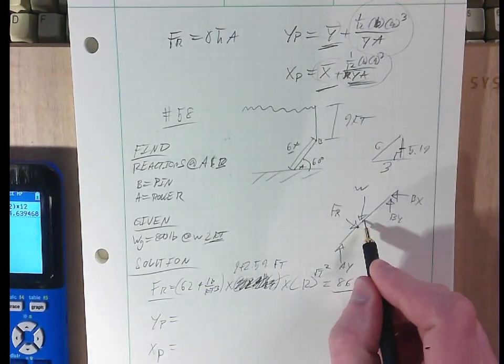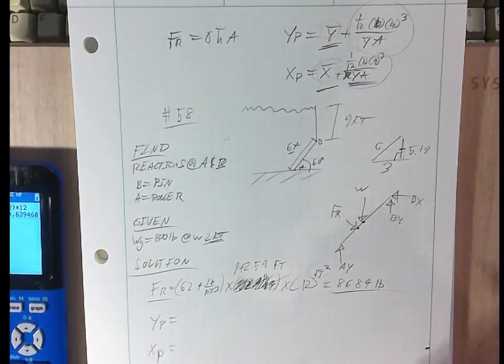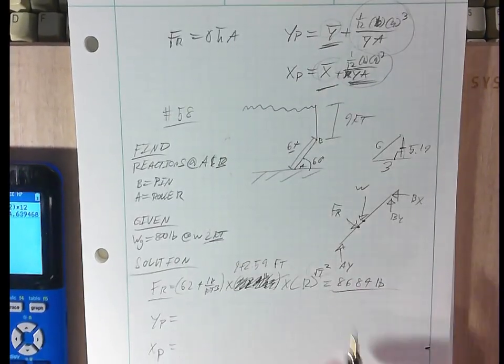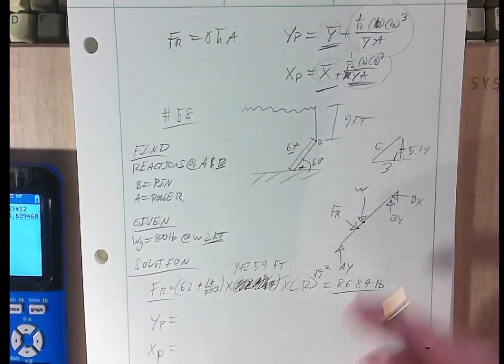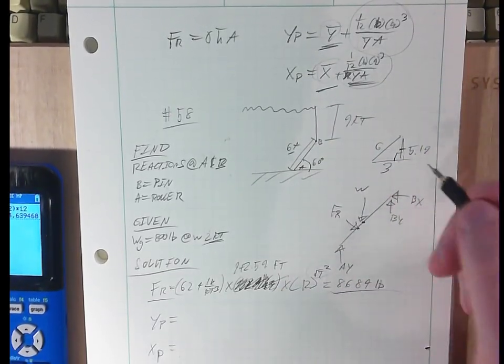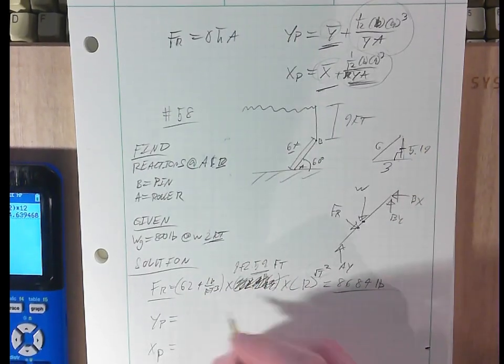Now remember, these are two different points. Center of gravity and center of pressure are not always at the same spot. So now that we know this, what's our y bar going to be? Well, it's going to be our 2.59 right here.